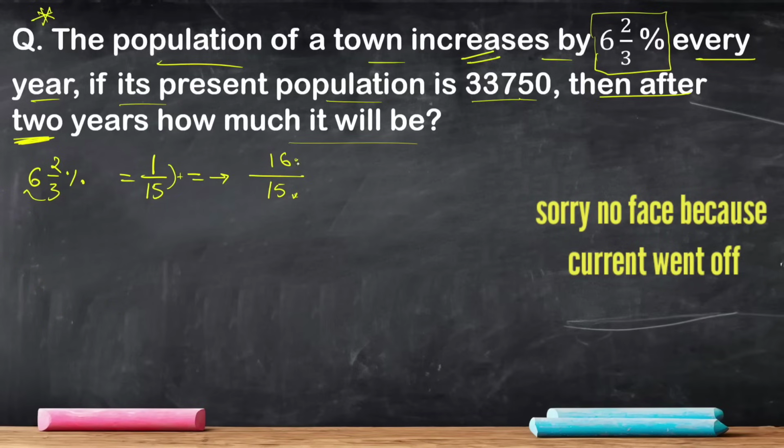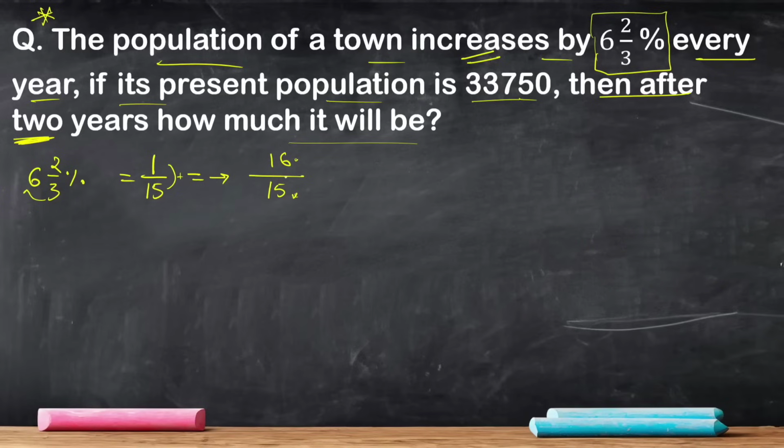Now it is increasing by 16 by 15, a fractional value, right, every year. If its present population is 33750, then after 2 years, because it is talking about 1 year is this much, 2 years will be another 16 by 15 multiplied. And our present population is how much? 33,750. And what we need to find is the population after 2 years. So after 2 years will be future, right? When you solve this, you get the final answer.